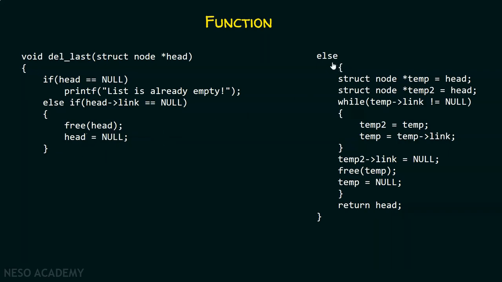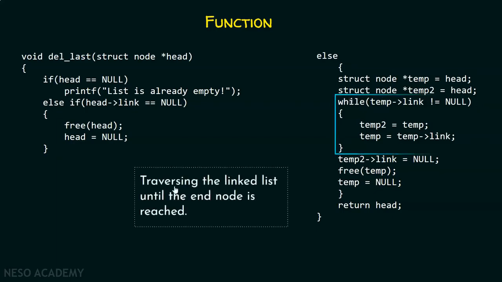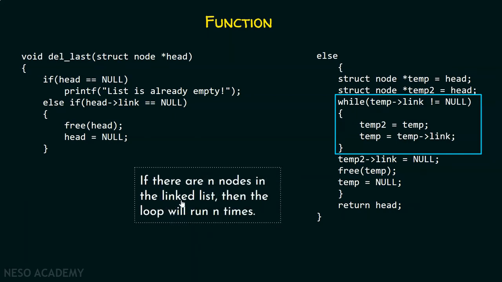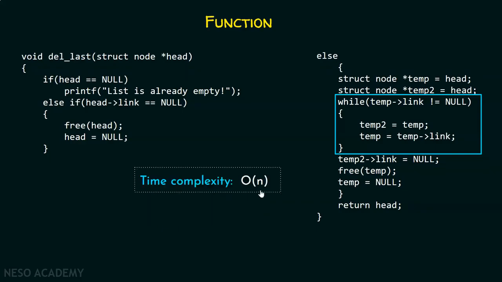The main code lies in this else part. Here we have a while loop which is used to traverse the list. This particular while loop will take the most of the time. Here we are using this while loop to traverse the linked list until the end node is reached. If there are n nodes in the linked list, then the loop will run n times because we are moving towards end node, right? That is the last node of the list. If there are n nodes in the linked list, then definitely the loop will run n times. So the time complexity will be big O of n.